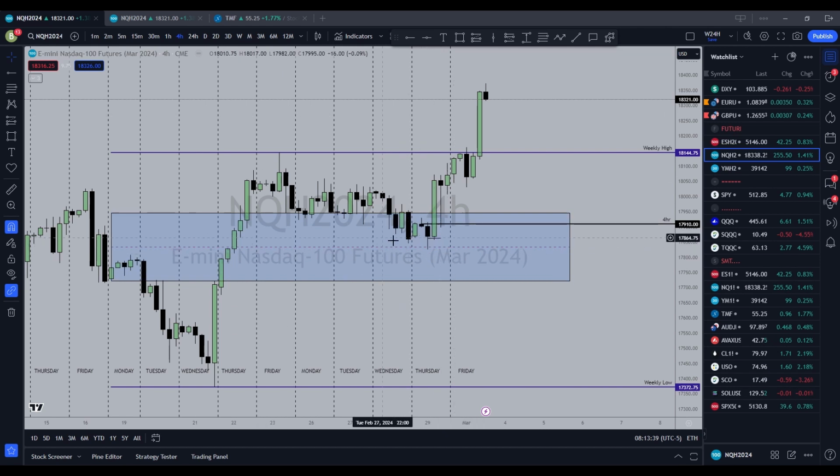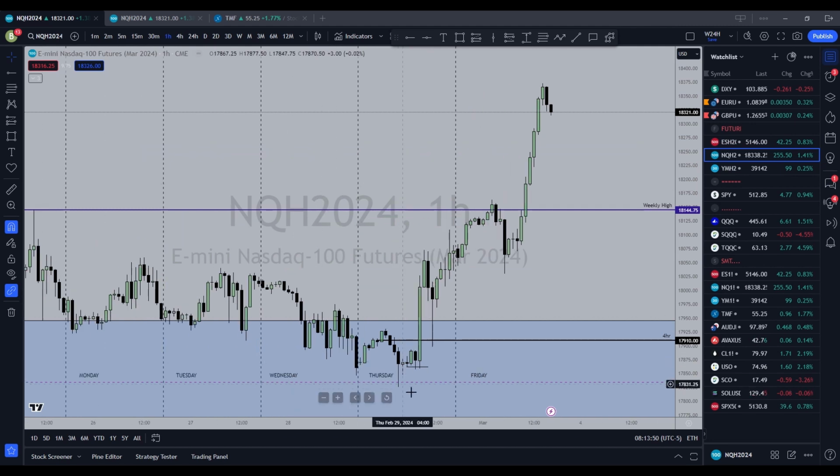We have a London reversal profile, and what can we expect in New York? Going into New York, we can expect a continuation pattern. So that's exactly what happened. London made the low of the day.